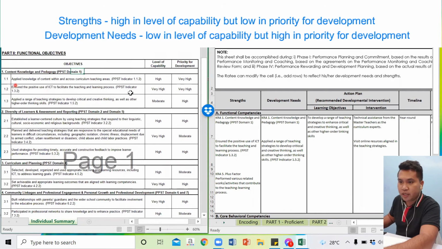So the first one is under KRA 1, content knowledge and pedagogy, indicator 1.2, which is ensure the positive use of ICT. So I write it here.